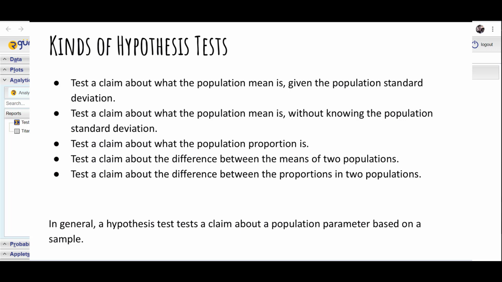In chapter 9, we're going to focus on these 3 right there. Testing a claim about the mean when you know the population standard deviation, testing a claim about the mean when you don't know the population standard deviation, but you might know the sample standard deviation, and testing a claim about a proportion. So in general, a hypothesis test tests a claim about a population parameter, and it's always based on a sample. So in every one of these problems, we're taking a sample, and we're using that sample data to make conclusions about the entire population.